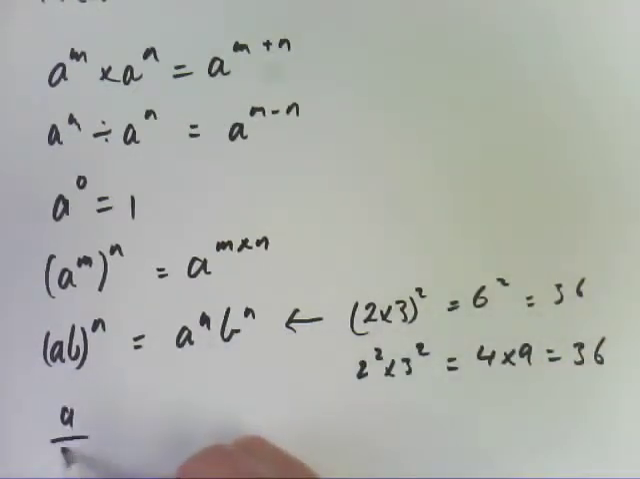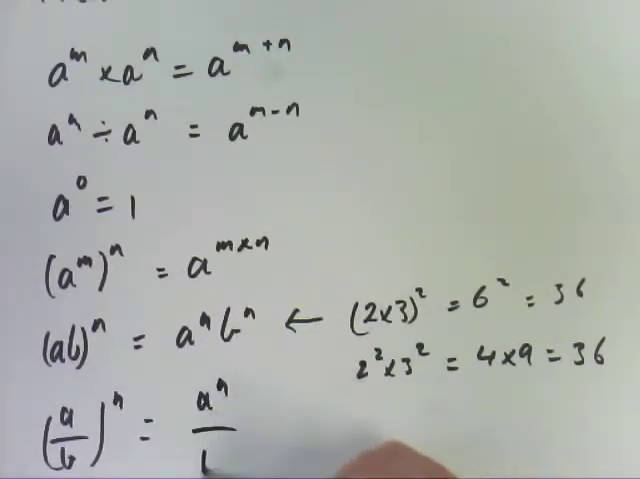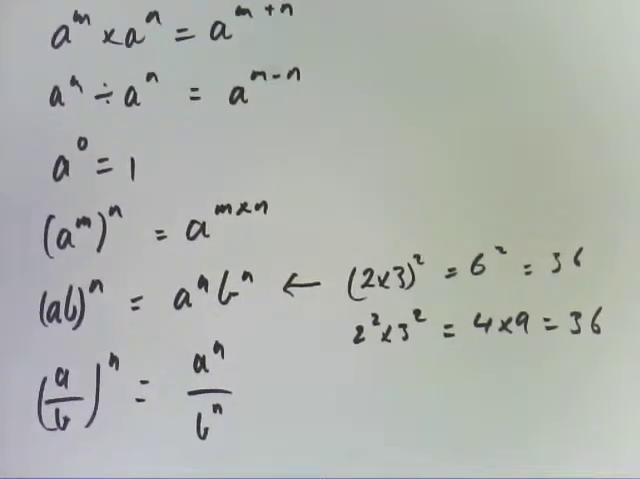The divide is the same. a divided by b, to the n, is just a to the n divided by b to the n, and it works because it's the same as that. They are the 7 index laws you need to know. You need to be clear on what they are and how to use them.